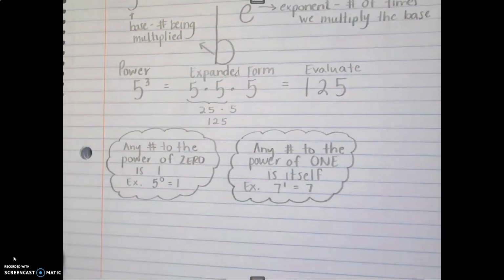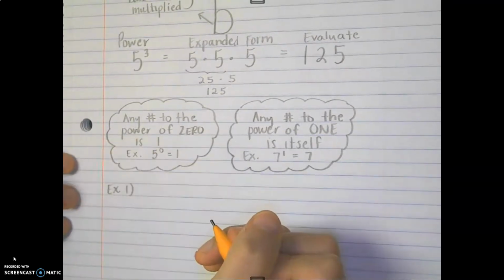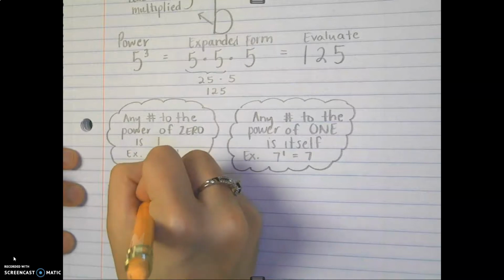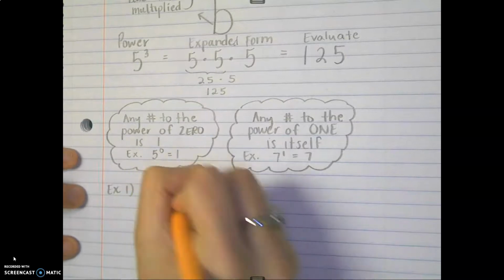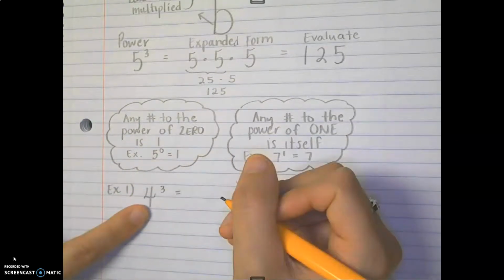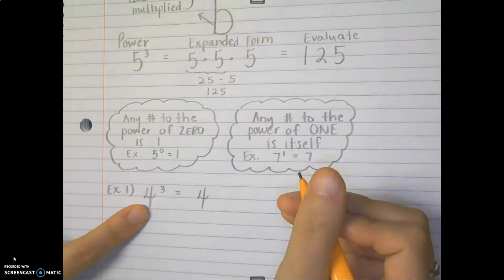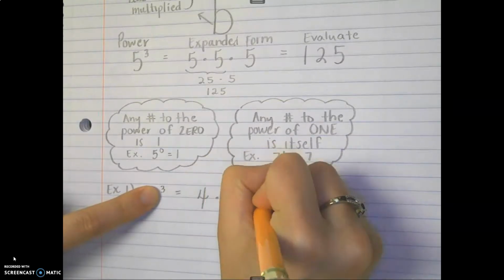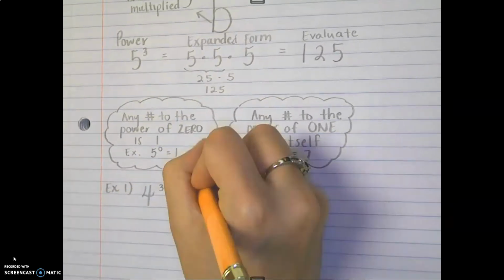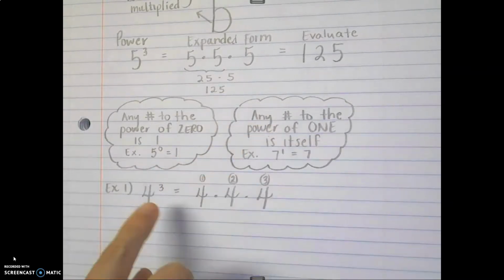So let's try 2 examples, and then you can go on and do your assignment. So my first example is 4 to the power of 3. So in order to solve this, we need to write it in expanded form. So that means my base, my 4, is the number that I'm going to multiply. And I'm going to write it 3 times. So that means 4 times 4 times 4. So I have 1, 2, 3 fours. And I'm getting this number from my exponent.